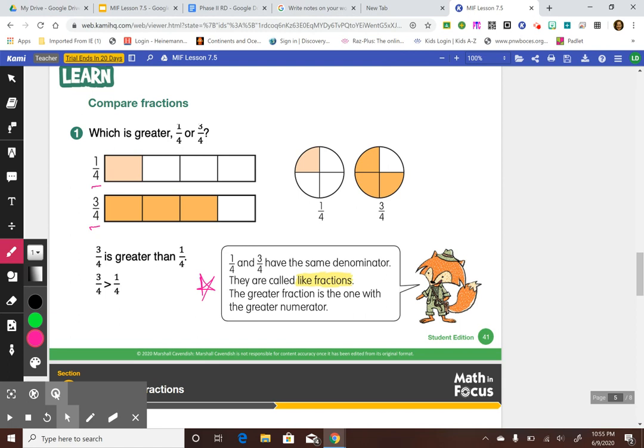You can use models to see with your eyes what fractions are greater, but without the models there, like fractions that have the same denominator means that you just have to compare the numerators. The numerator that's greater is the bigger or greater fraction.